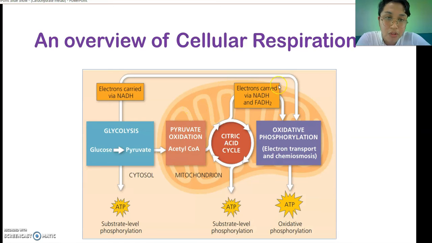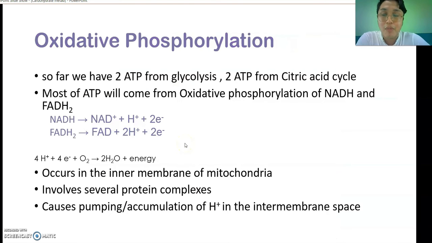Okay? So, this oxidative phosphorylation naman occurs in the inner membrane of mitochondria. Di ba yan yung mitochondria mo? Isang parang cell yan. Okay? So, meron pa yung mga tiklop-tiklop na ganyan. So, yung membrane na yon, doon nangyayari naman itong oxidative phosphorylation. So, this involves several protein complexes and causes the pumping and accumulation of H+ in the inner membrane space.